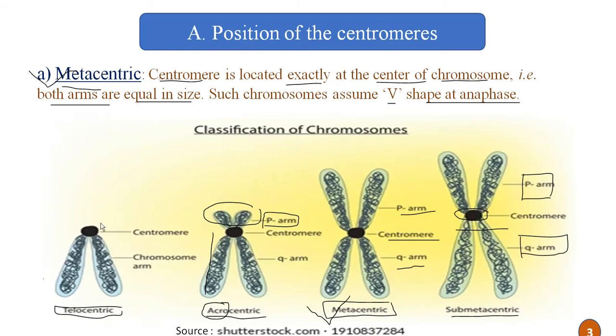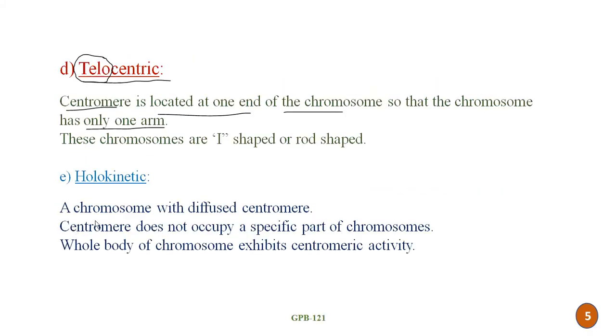Okay, and another name for this telocentric chromosome is terminal chromosome. That means the centromere is located at the end of the chromosome. So these are the telocentric chromosomes, and these chromosomes are I-shaped or rod-shaped during the anaphase. Okay, and the last one, the holokinetic.